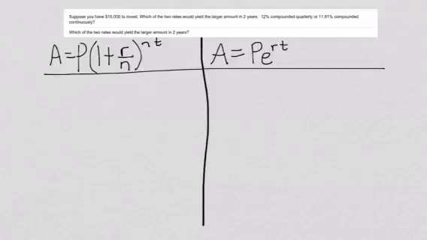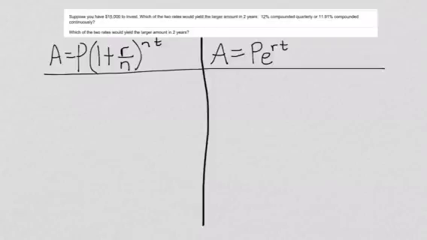It says suppose you have $15,000 to invest. Which of the two rates would yield the larger amount in 2 years? A 12% compounded quarterly or 11.91% compounded continuously. So on the left side here, we're going to do the 12% compounded quarterly, and on the right, we're going to do the 11.91% compounded continuously.